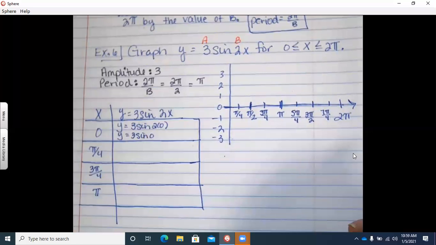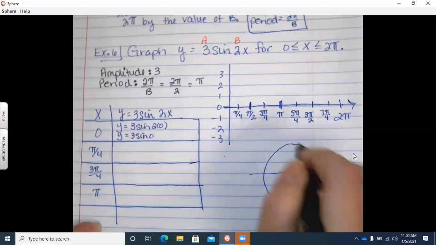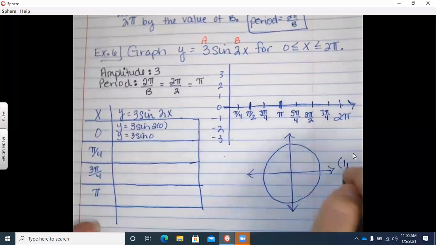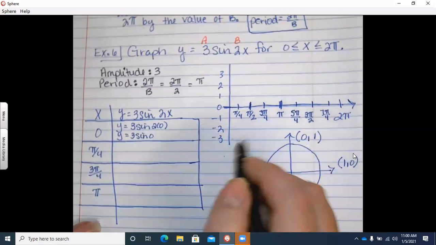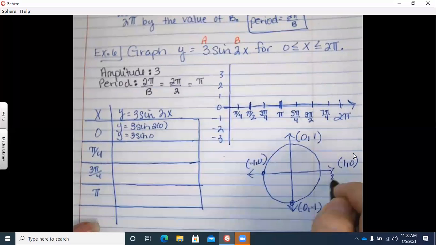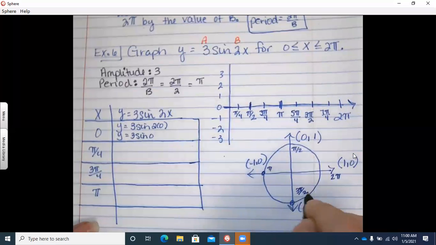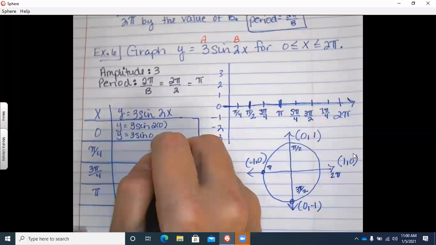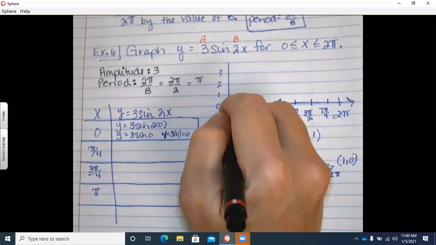Now, of course, I needed me a little unit circle. I forgot to draw that. You probably already have this memorized. All right, so what is the sine at 0? 0. And 3 times 0 is 0. So, as we suspected, we'll start at 0, 0.